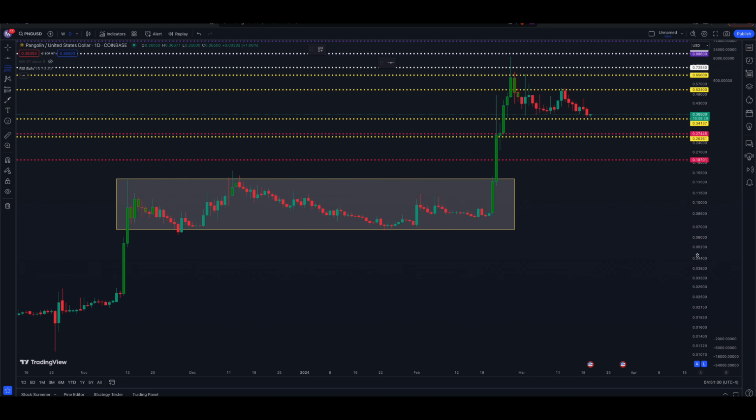So we have two new levels in the chart for PNG, 34,137. That's this yellow line on the chart. So we're right below that. 34,137. So that is nice. That's very close to the price.